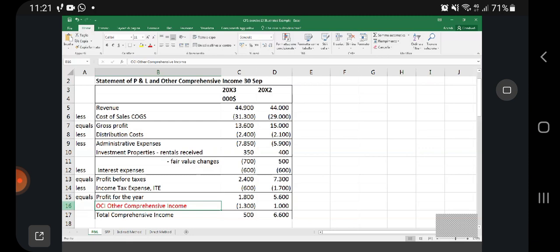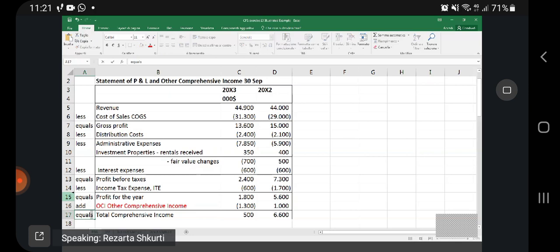And it may be other comprehensive expenses. The sum between profit for the year and other comprehensive income will give total comprehensive income. And that is why the name of this statement is income statement and statement of other comprehensive income. What are these with such a long name? What do they include?